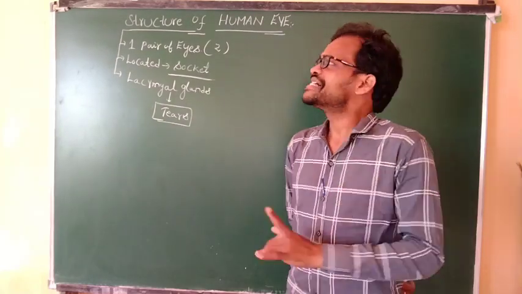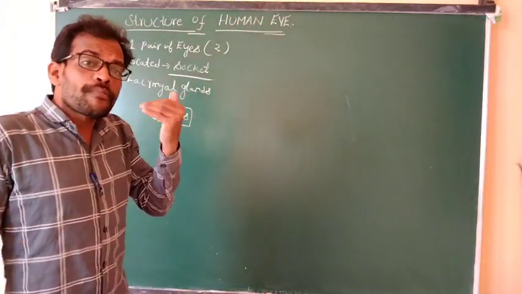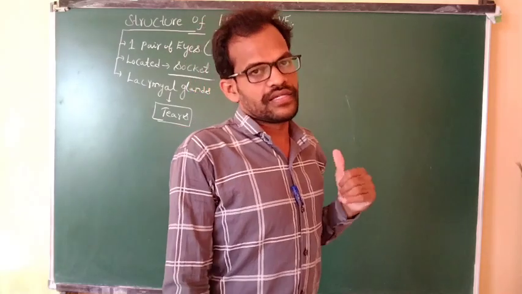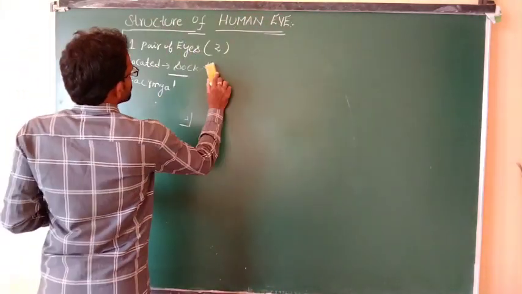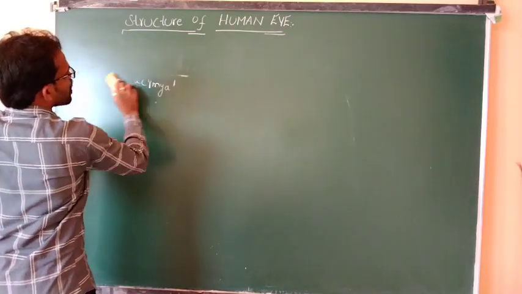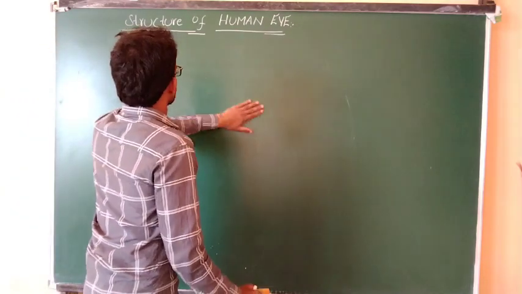What is the structure of the human eye? What parts exist in the human eye? Okay, coming to the structure of the human eye, the main parts of the structure of the human eye.